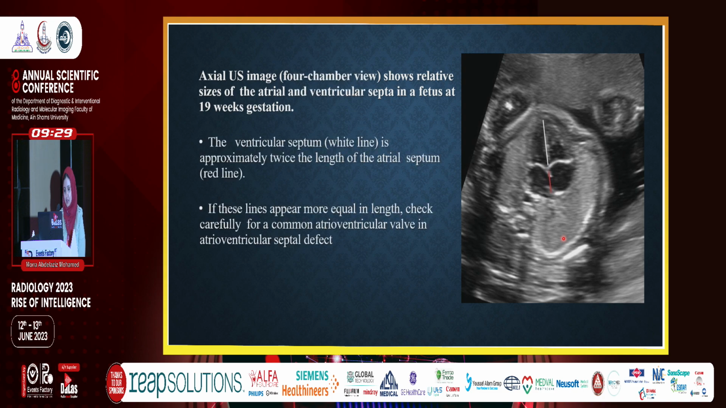This is for the assessment of the ventricular and the atrial septum. The ventricular septum is represented here by the white line, and the atrial septum is represented here by the red line. The ventricular septum is approximately twice the length of the atrial septum, and if they are more or less equal in length, we should think of a common atrioventricular valve or atrioventricular septal defect.